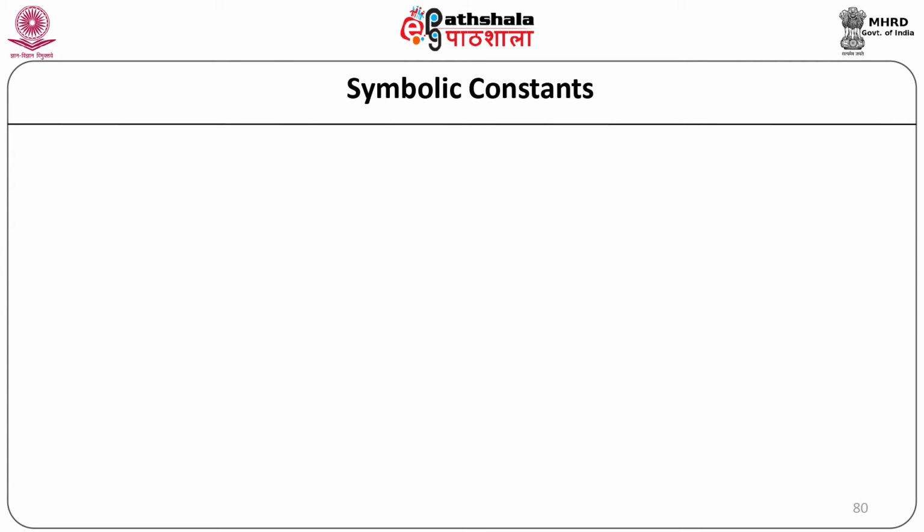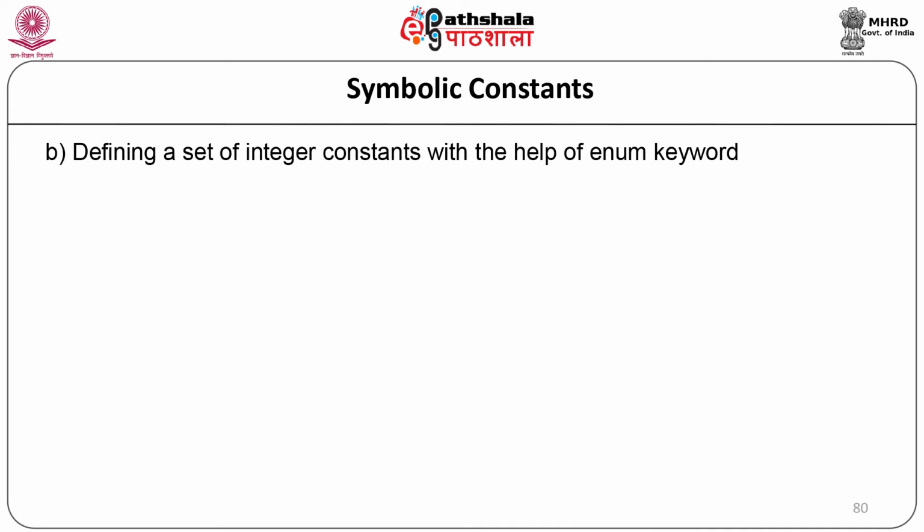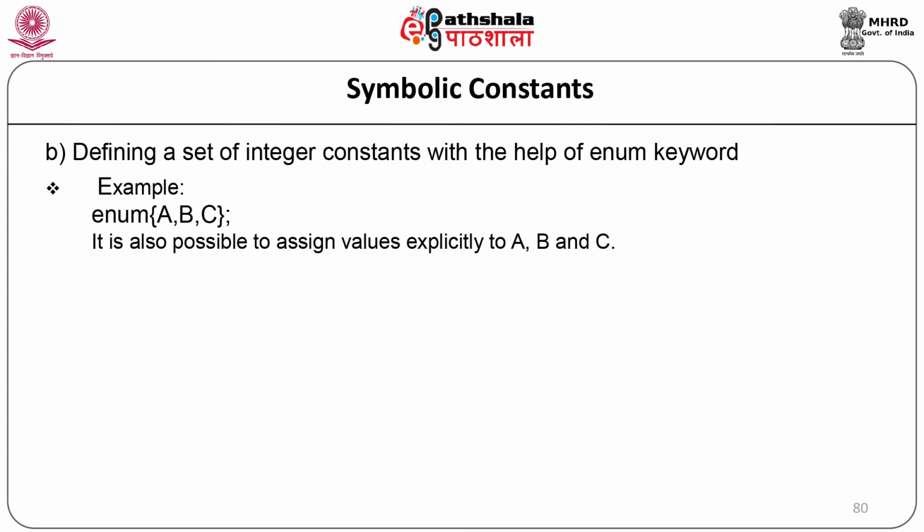The second way of defining constants is defining a set of integer constants with the help of the enum keyword. Example: enum {a, b, c}. In the above example, a, b, c are defined as integer constants whose values will be 0, 1 and 2 respectively. The above line of code is equivalent to const int a = 0, const int b = 1, const int c = 2.